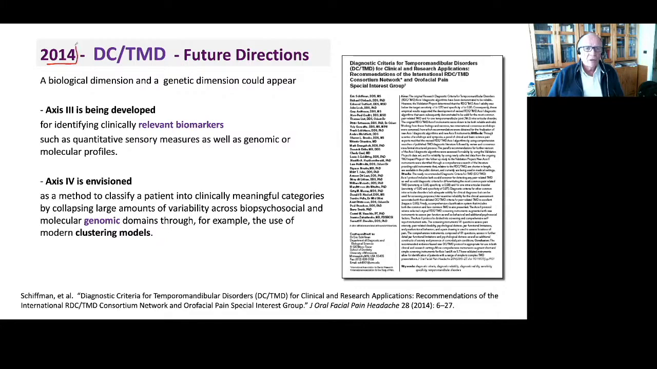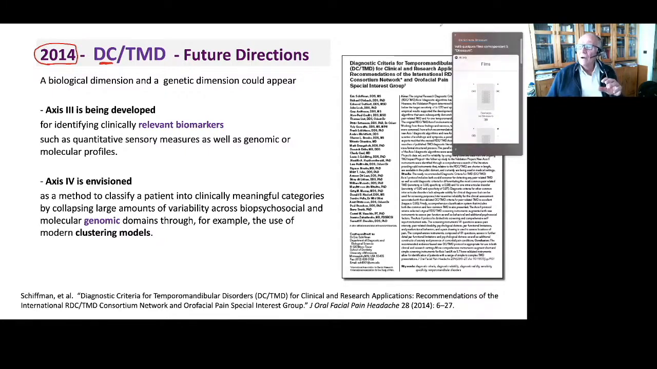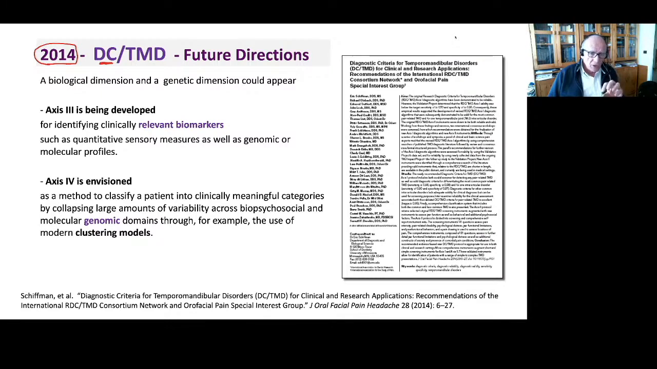In 2014, Schiffman and many authors propose an evolution of this RDC-TMD to DC-TMD. DC means diagnosis. RDC was research criteria for diagnosis. Now it is for diagnosis, not only for the research. And there are only two axes in their concept. But the authors open a window on a third axis, axis 3, with something like relevant biomarkers. It is like biology.